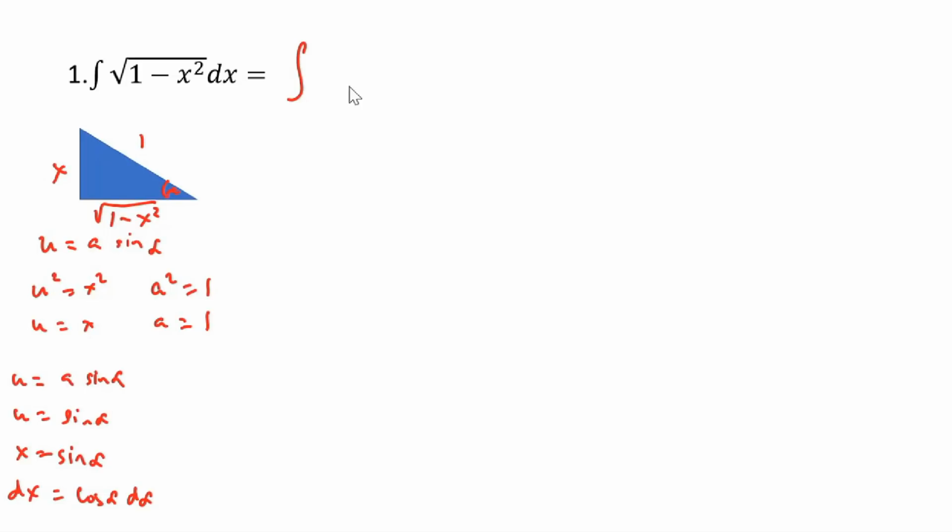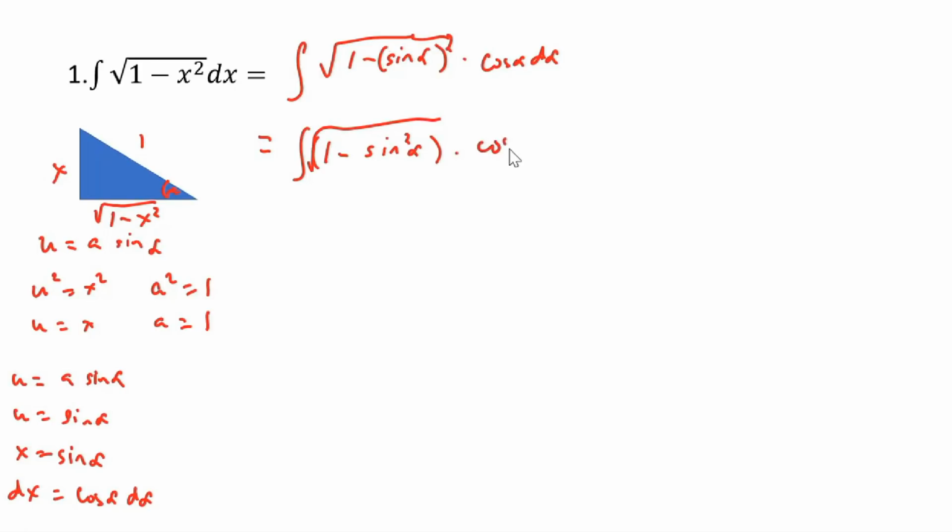After that, we are now going to change the variables x and dx from the given. So we can now have the integral of the square root of 1 minus, in place of x, sine alpha, and then we have the square, then times dx, which stands for cosine alpha d alpha. So simplifying the integrand, we can have now the integral of the square root of 1 minus sine squared alpha, times cosine alpha d alpha.